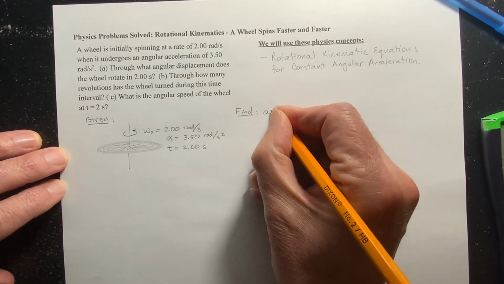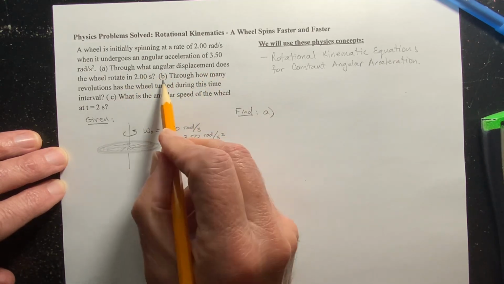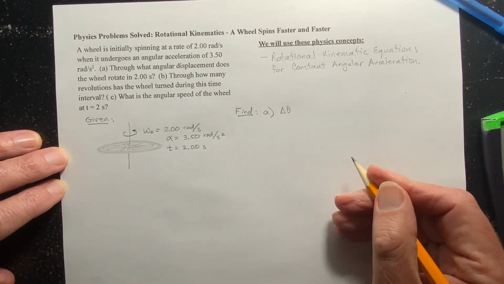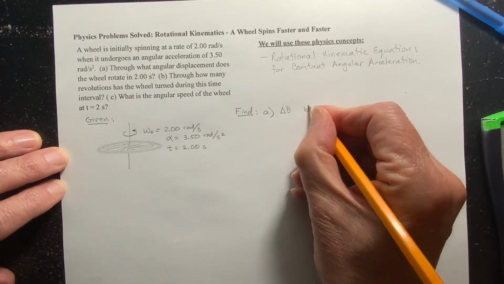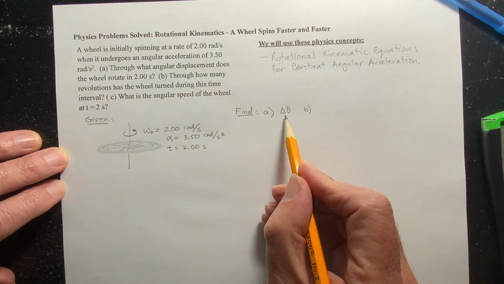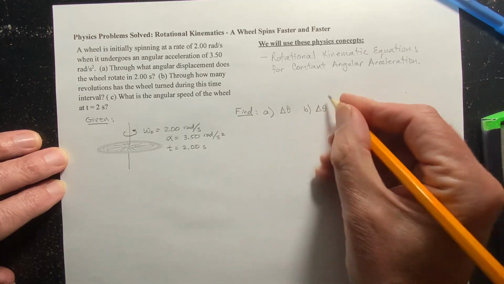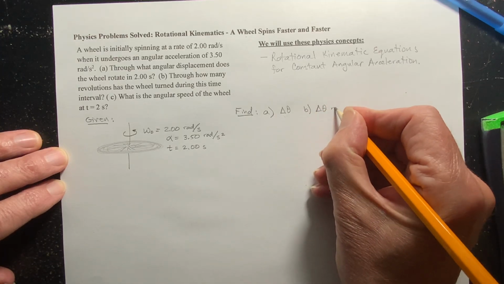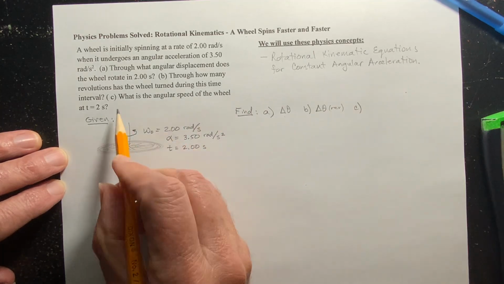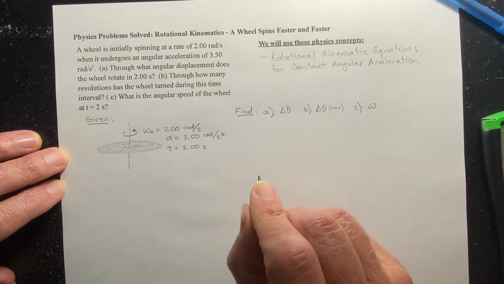Well, for part A, what is the angular displacement? Through what angular displacement does the wheel rotate? Well, a change in angular position is an angular displacement. And then for part B, through how many revolutions? So now we're going to calculate this in radians, but this is in revolutions. So we really want the same thing. We want the change in angular position, but this time in revolutions rather than radians. And then for part C, what is the angular speed of the wheel at 2 seconds? So we want the final angular velocity.